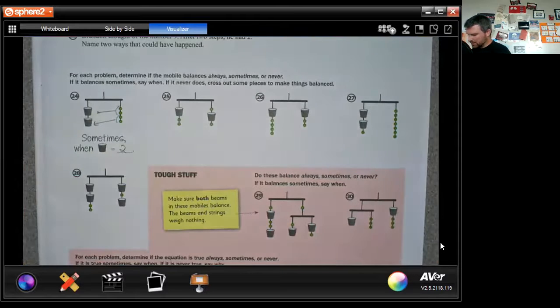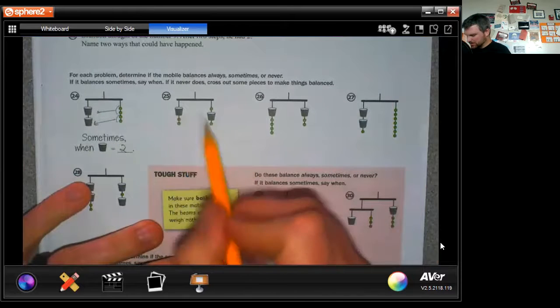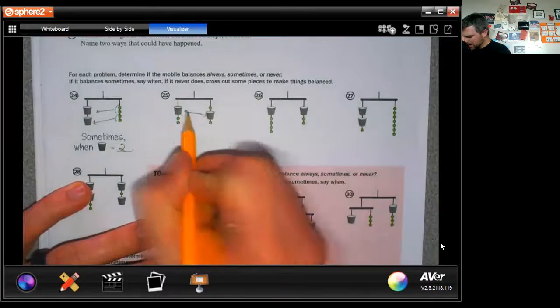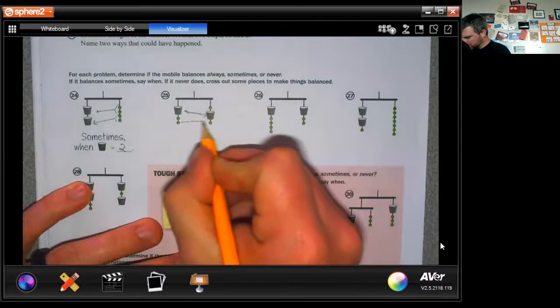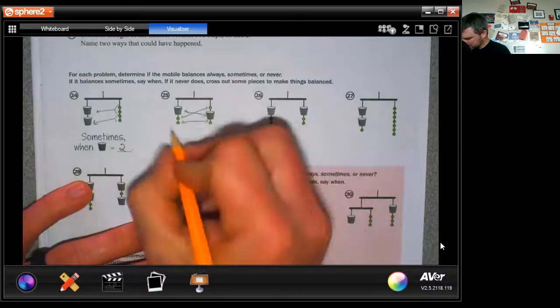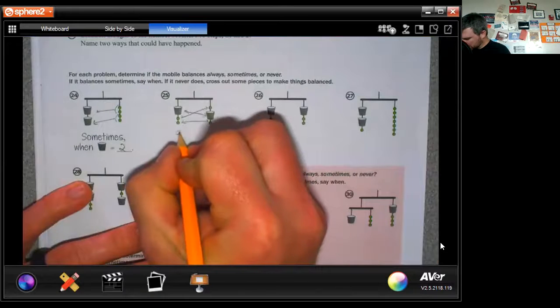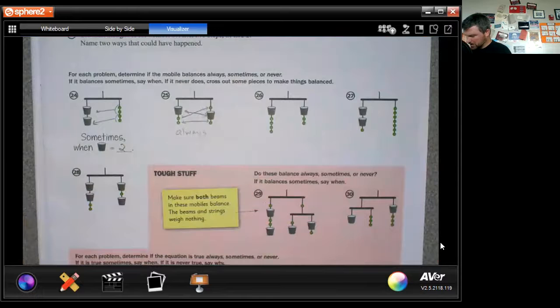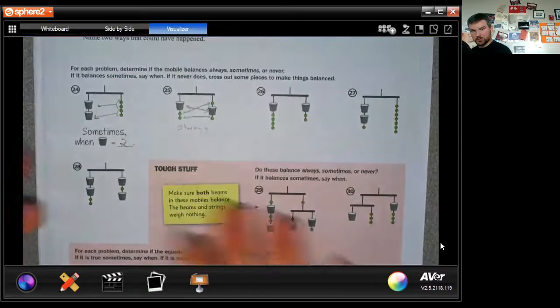Okay, let's go to this one right here. Okay, I've got a bucket for a bucket, so those will always balance. I got a marble for a marble, so those will always balance. And I got a marble for another marble. Will those always balance? Yes. So this will always balance. Okay, so that's kind of what you're looking at as you're going through here.